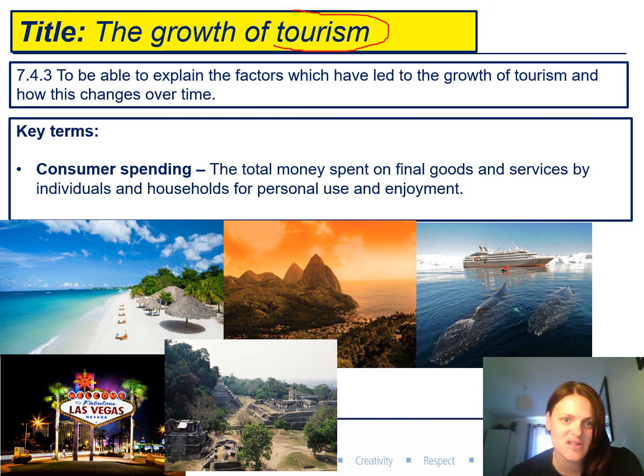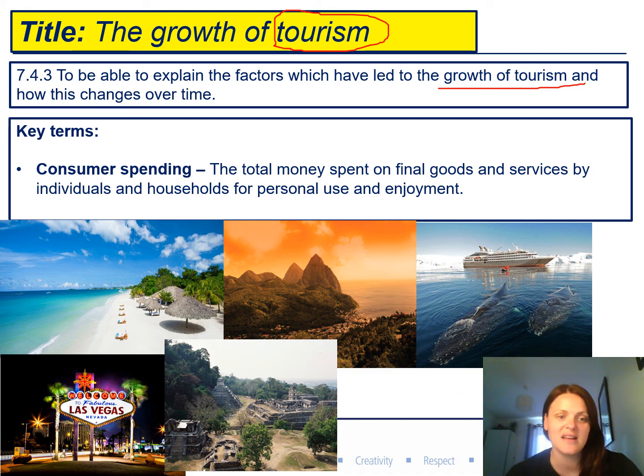Quite a nice lesson to do, as you know, we're getting into summer. So people are starting to think about going on holiday or wishing they were going on holiday, considering the current situation. So this is what we're going to do. We're going to be able to explain the factors which have led to the growth of tourism and how this changes over time. So write down the title and then we're going to do the key term.